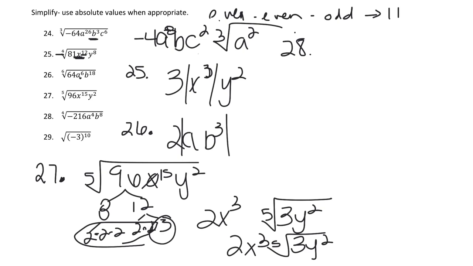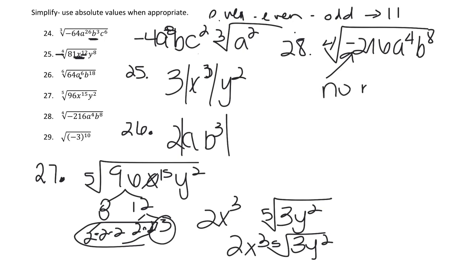Okay, 28. Fourth root of negative 216, a to the fourth, b to the 8th. Well, the fourth root of a negative has no real roots, because no matter what, we're not going to be able to have a solution here. So there's no real solutions. Especially because these are even, so even if I put negatives in for my variables, it's still going to be negative under that radical.